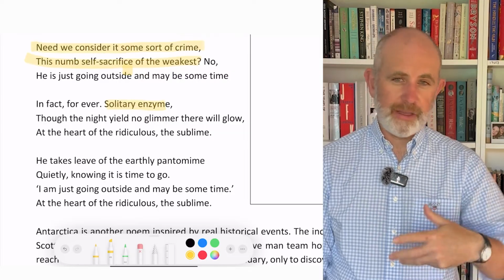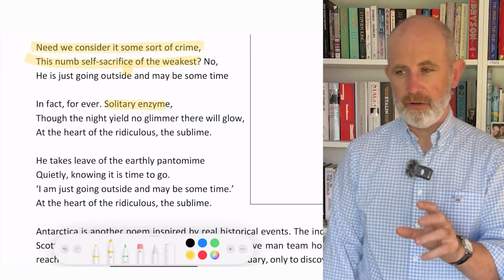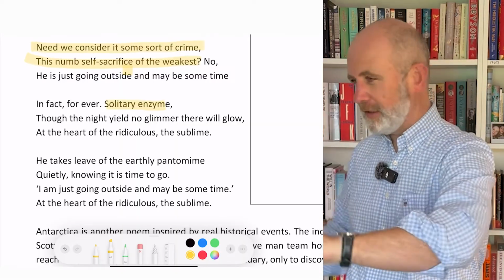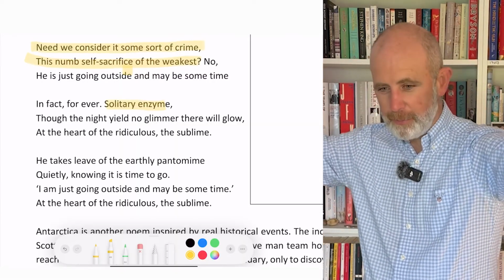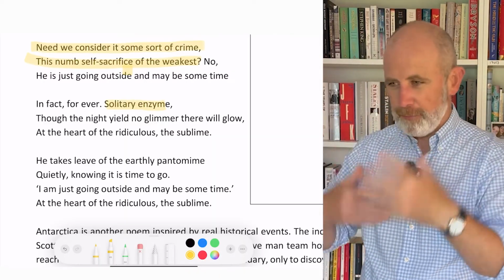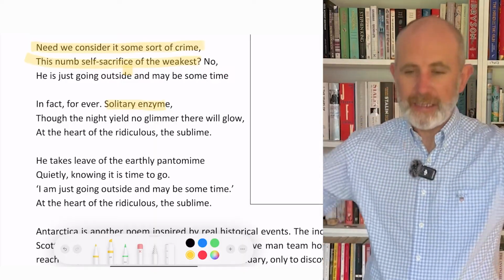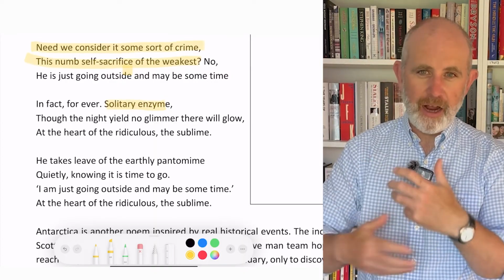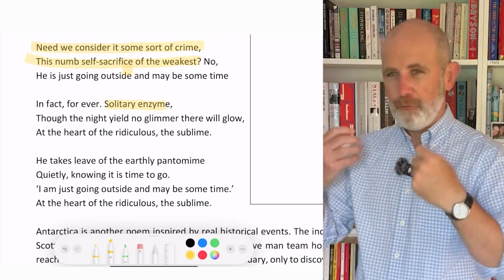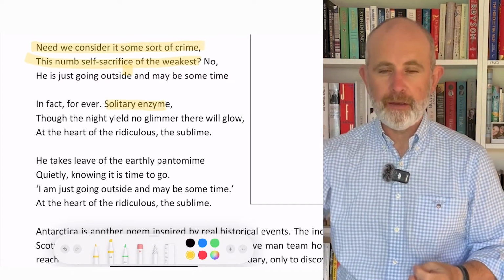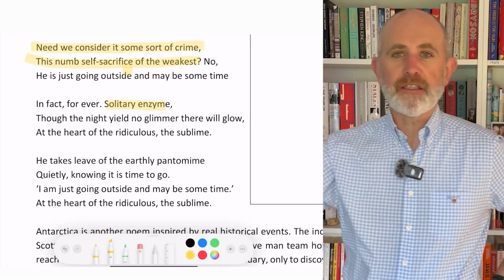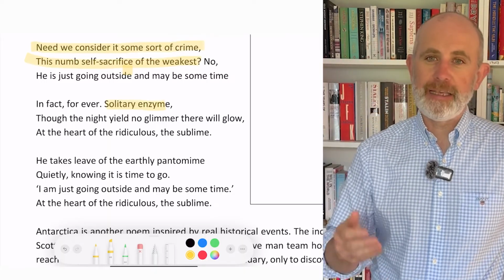The imagery is really interesting. First of all, him as a solitary enzyme, like that image of this black dot isolated in a frozen world just about to die. But then, of course, an enzyme is part of a chain. So this idea of him being part of all of us, that we're all connected. And then the darkness, the night yields no glimmer, so life can be really tough. But then if we look, we will see glowing our capacity, yes, for human failure, but also for heroism. And it gives Mahon hope.